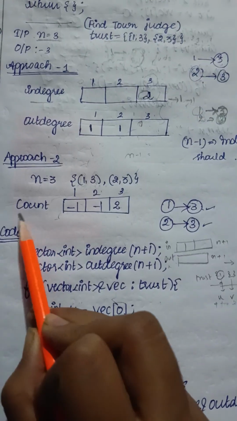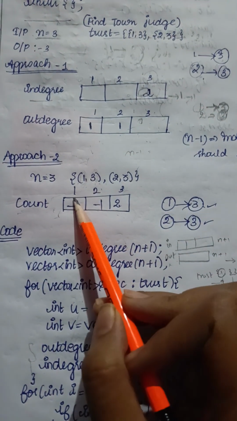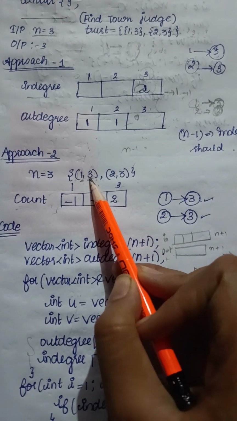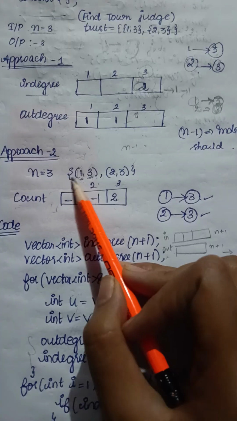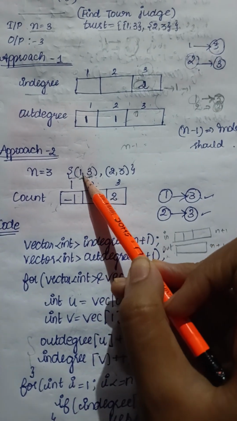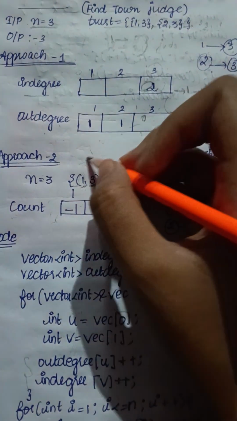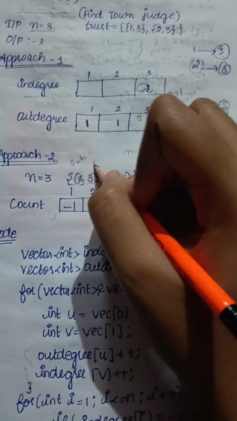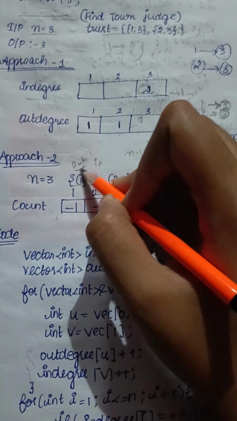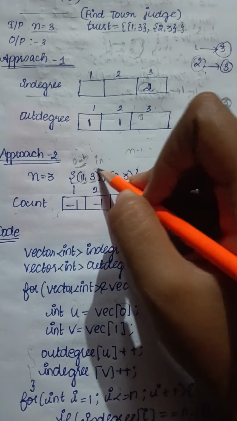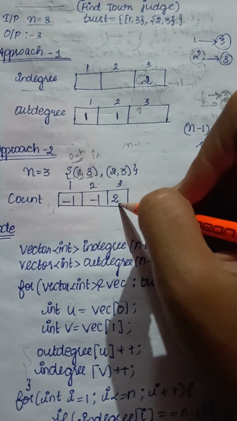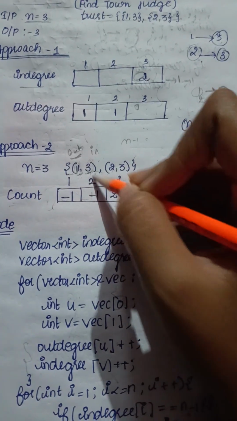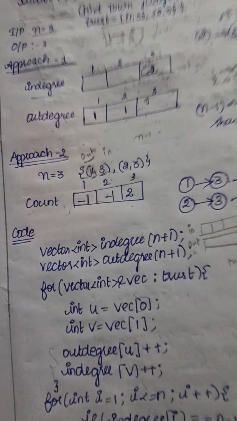Just see, count is an array we are creating, and I'm decrementing the out degree and incrementing the in degree. Actually 1 is the out degree and 3 is the in degree. So I'm just decrementing the out degree and incrementing the in degree, so that's what we can see. Let's see how the code works.